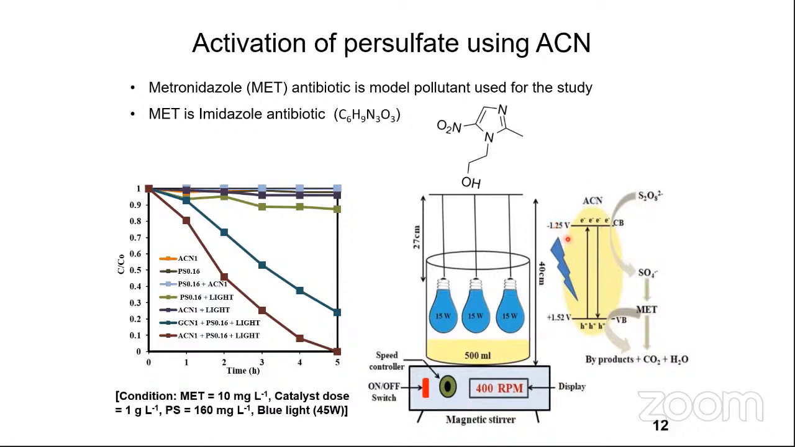As ACN has a conduction band of around minus 1.25 volt, which can easily reduce persulfate to form the sulfate radical, whereas the holes generated, which are not able to oxidize water due to their low redox potential, can directly oxidize the MET to form byproducts and CO2.